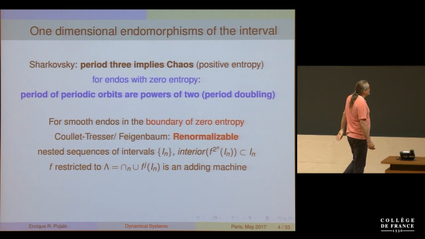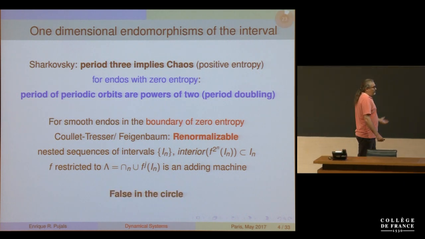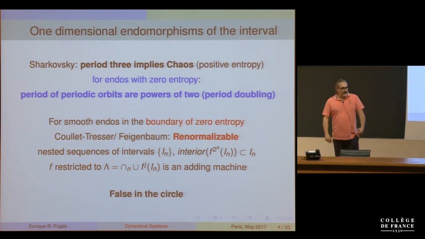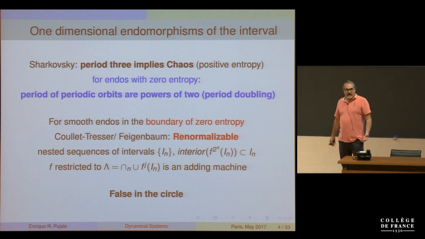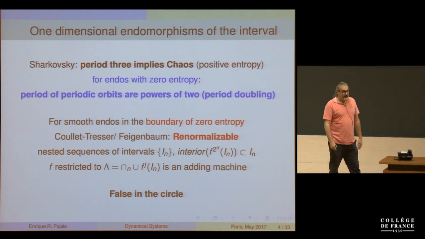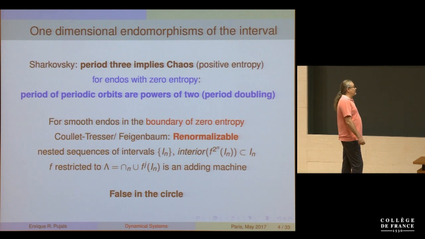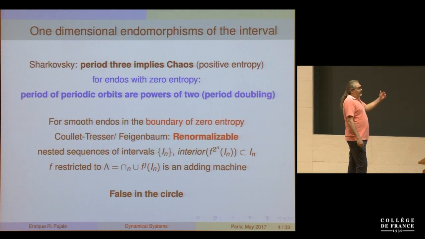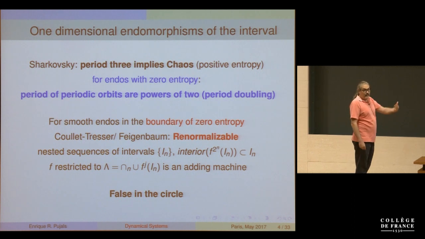Let's just say that this is false on the circle. This means that the structure of the homology of your manifold is going to be extremely relevant in trying to understand the boundary of zero entropy. It's possible to get smooth homeomorphisms without periodic points, like irrational rotations, that by a small perturbation produce positive entropy.